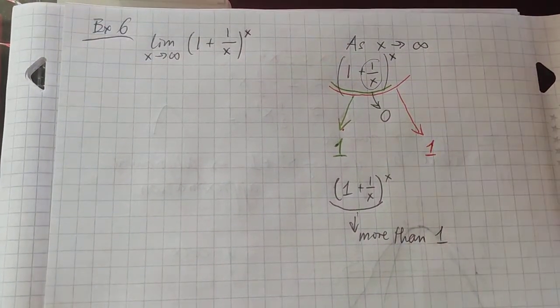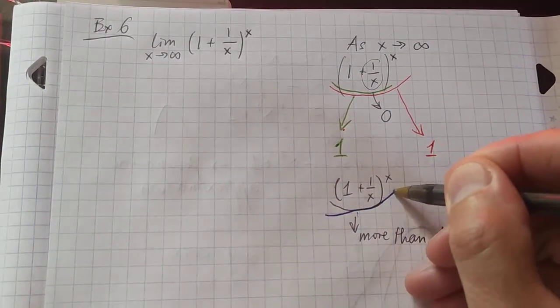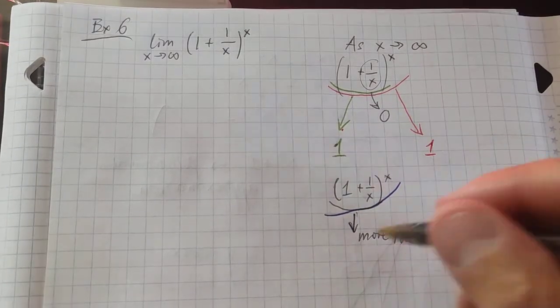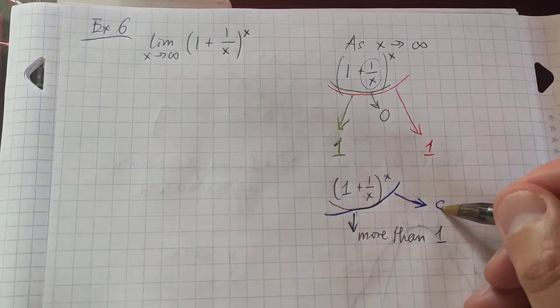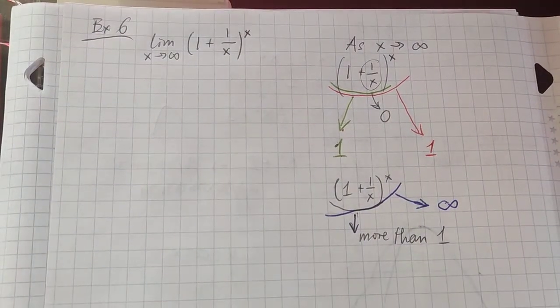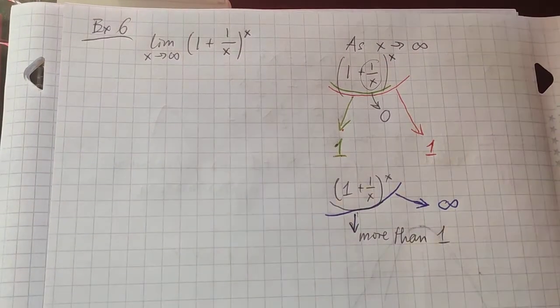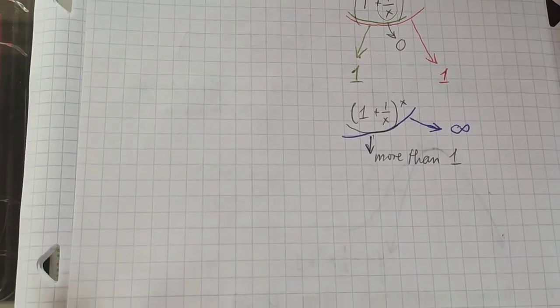And then if I raise something that's more than 1 to some enormous power, well, I'm going to get infinity. Right? So the question is, well, what is it? Is it 1 or infinity? Well, the answer is that it's neither. Anyway, let's try to do it.